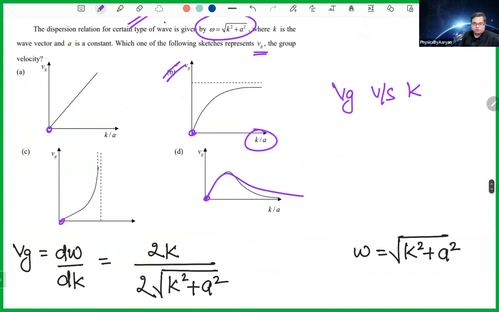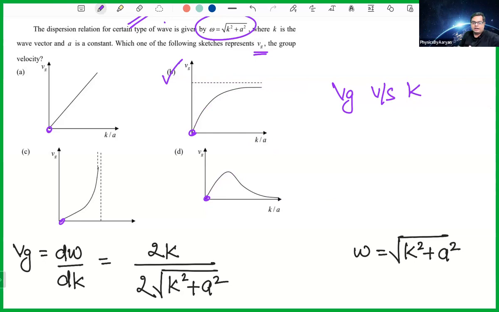Here, you see the graph is going to 0. At infinity, your graph is going to 0. But in this case, you can see your graph is going to a constant when you go to infinity. So which graph is true? Graph number B. So in this case, all you have to do is differentiate, get a relation, and then plot the graph.